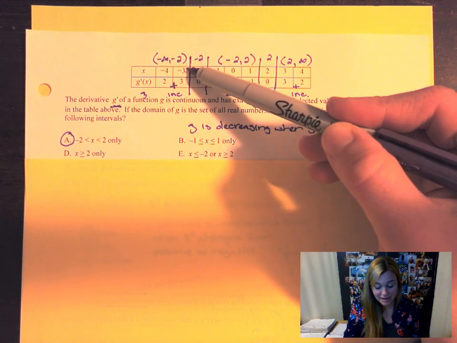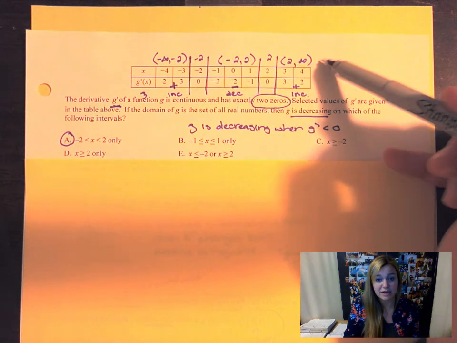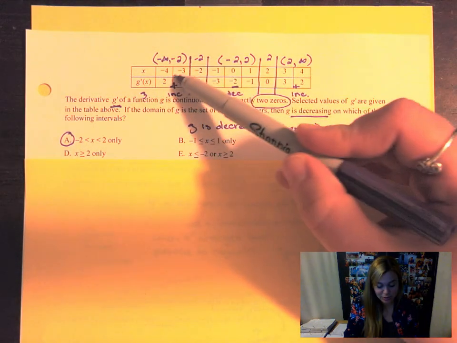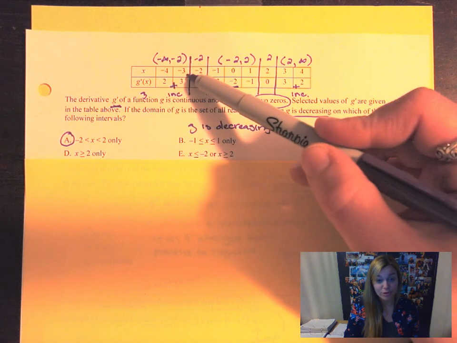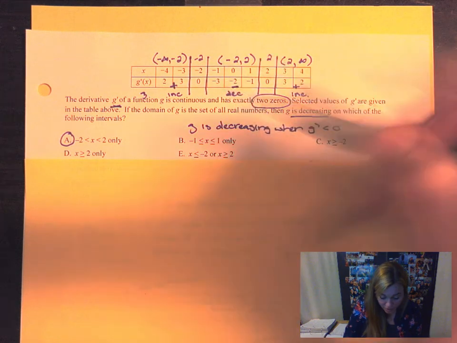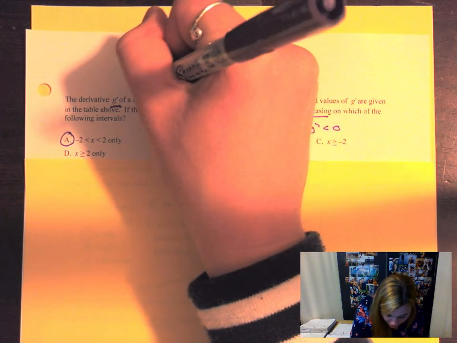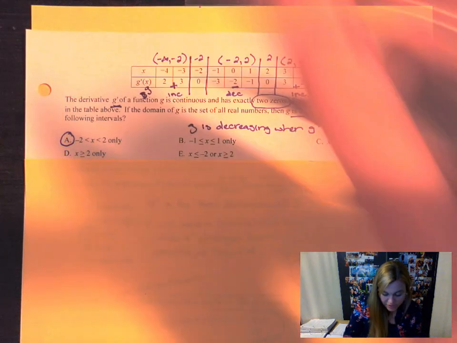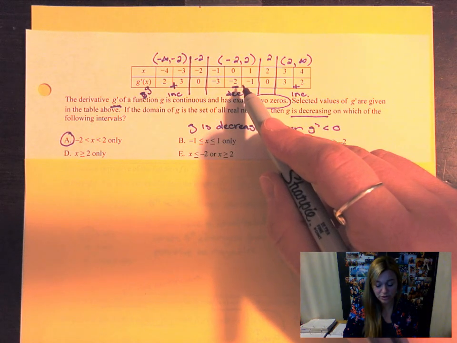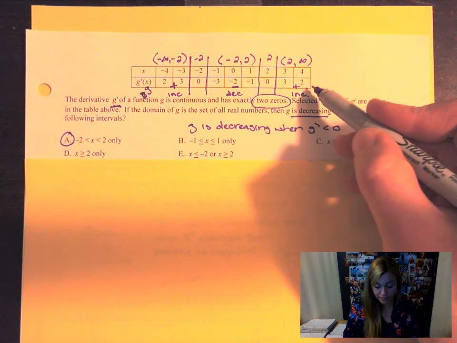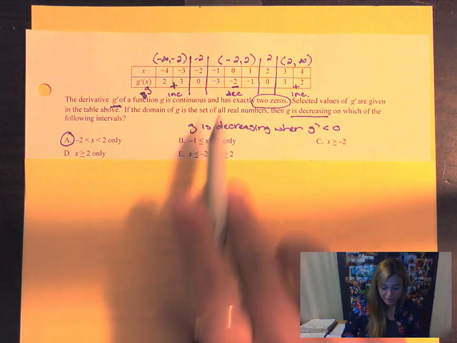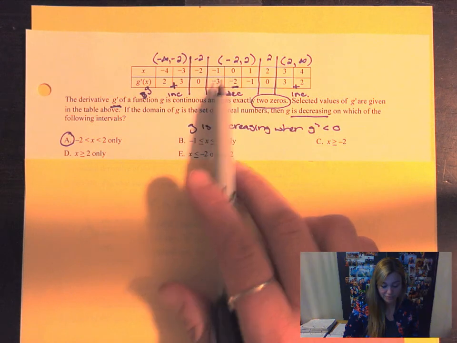I can go negative infinity to negative 2, negative 2 to 2, 2 to infinity. These numbers are all just extra. This tells us between negative infinity and negative 2, at negative 4 and negative 3, I get positive values, so I know g of x is increasing. Over here, by the way, this should be a g. It kind of looks funny. g is decreasing, because I can see the values between negative 2 and 2 for g prime are negative. From 2 to infinity, g prime is positive, so g is increasing. So the only interval where g is decreasing would be from negative 2 to 2.